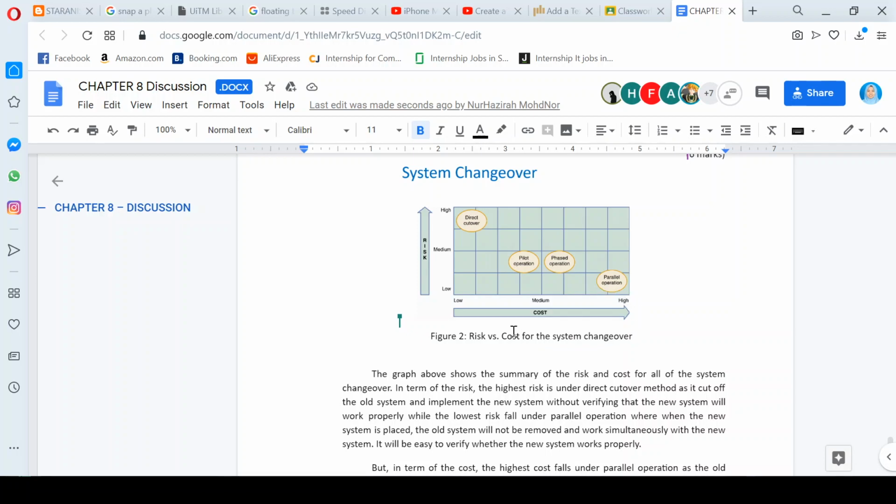Kalau in term of cost, parallel operation cost dia lagi tinggi sebabkan dia tak release semua. Dia perlukan cost yang tinggi untuk maintain the new part yang dia dah release dan juga untuk the old system. Kalau direct cut over, dia adalah cost yang paling rendah sebab dia terus tukar daripada old system kepada new system. Jadi dia tak perlukan cost untuk maintenance old system.